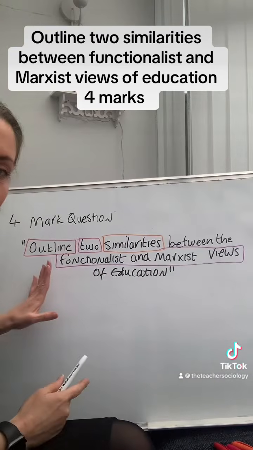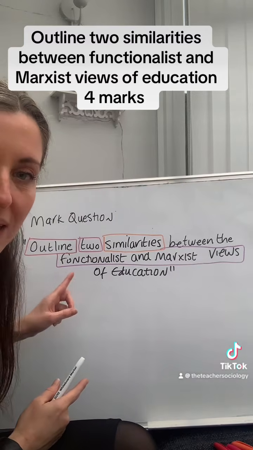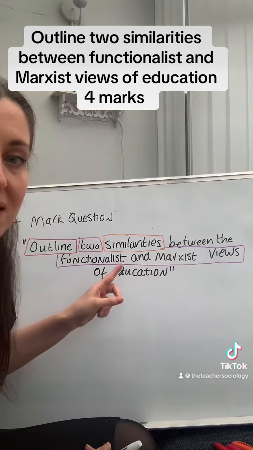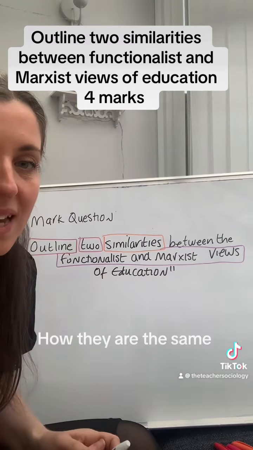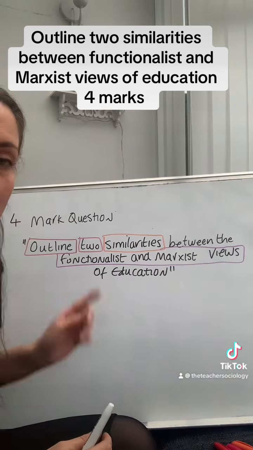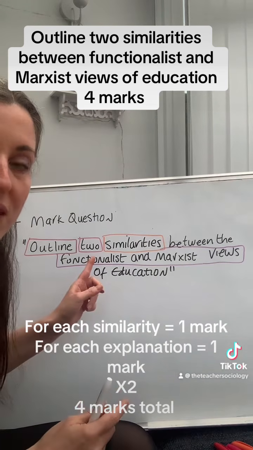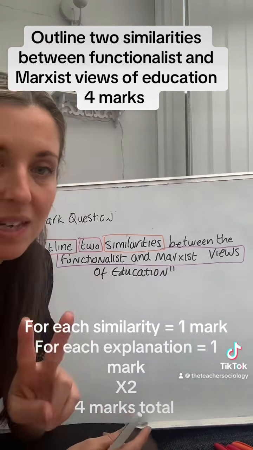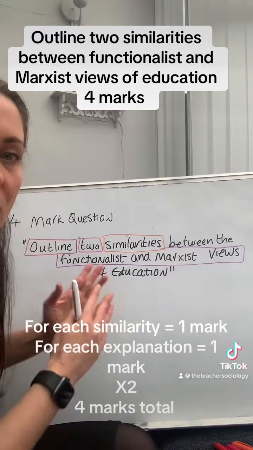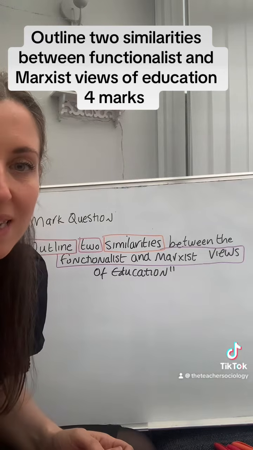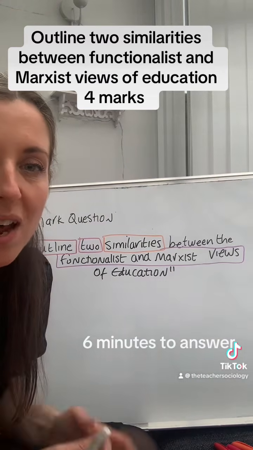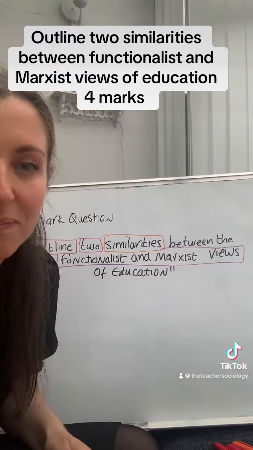So breaking down this question, it's asking you to outline. So outline means identify, in this case, a similarity. So you need to state what that is and then briefly explain it. It is worth 4 marks. So for each of the similarities that you give, and it's asking for 2, you will get 2 marks for each of them. And on a question like this, you should be spending 1.5 minutes per mark. So for a 4 mark question, approximately 6 minutes.